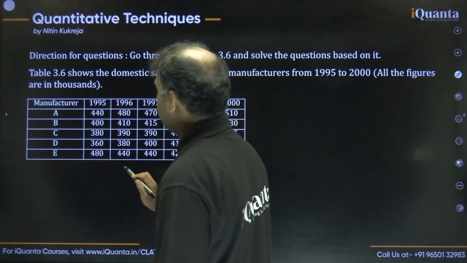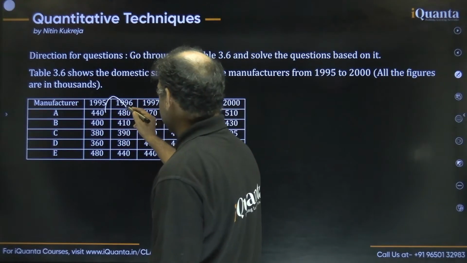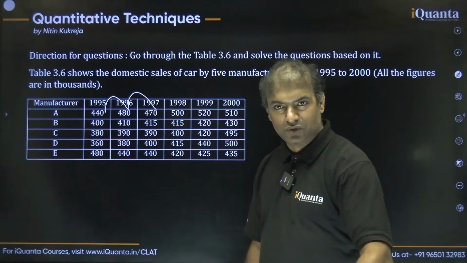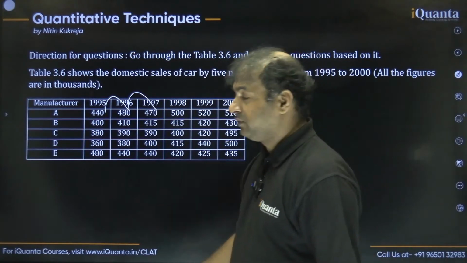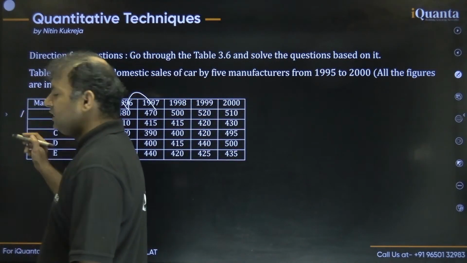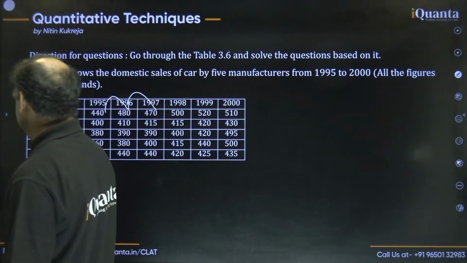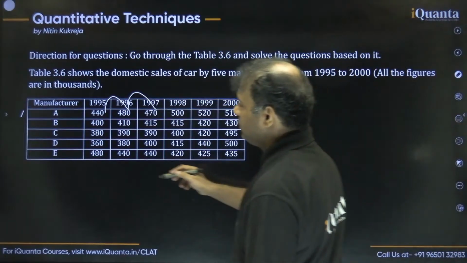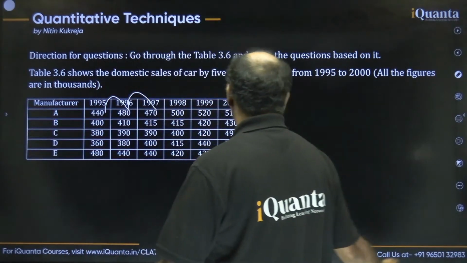So let's look at manufacturer A, 440 to 480 increment, then 470. So there is a decrement, right? So you see that there is no consistent increment with manufacturer A. It has got a decrease in one of the years in the journey, right? Okay, let's look at the other manufacturers now, one by one. We have to check all four manufacturers one by one.